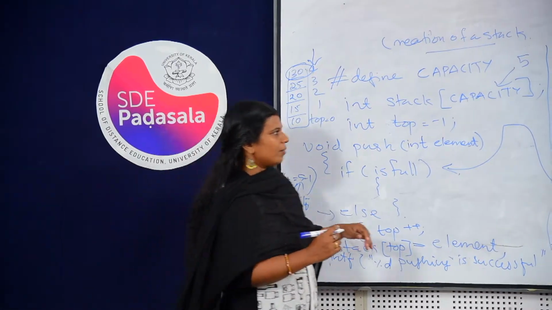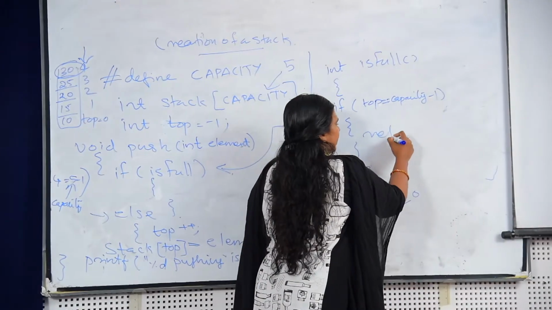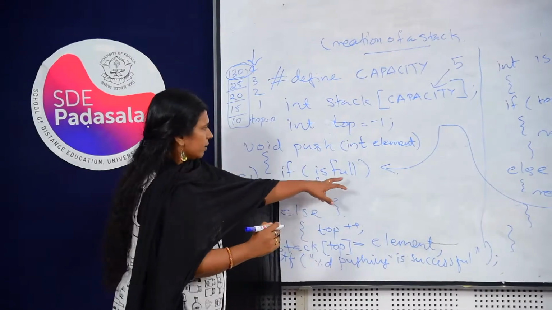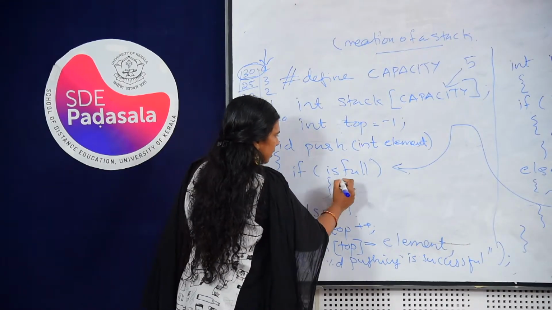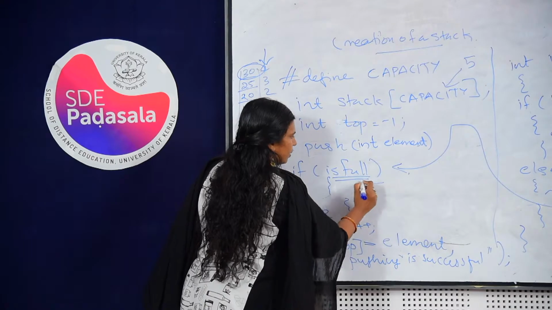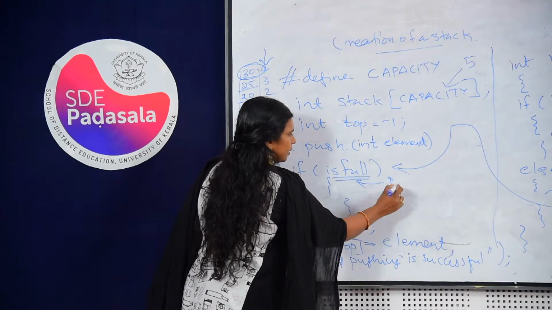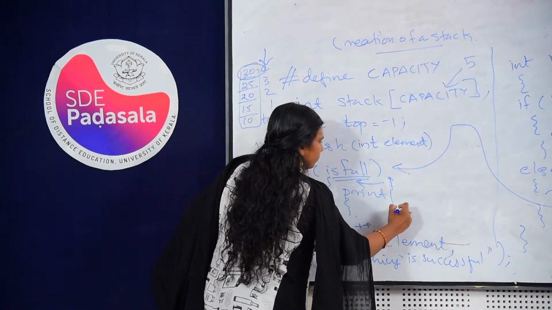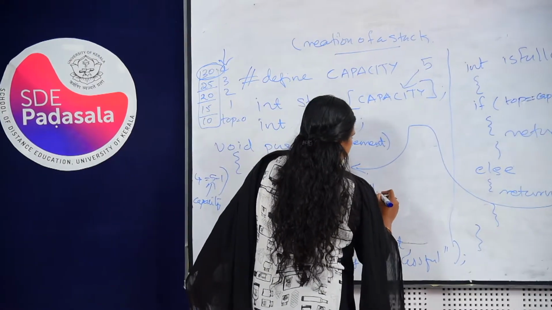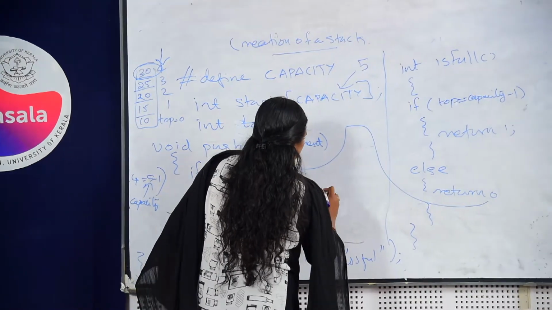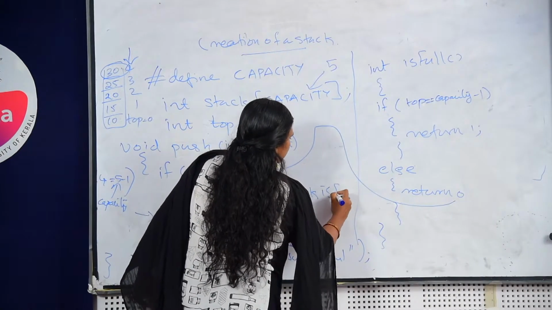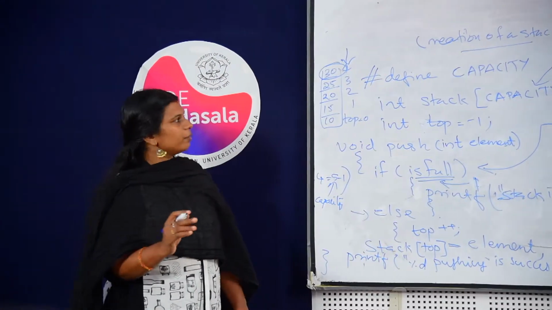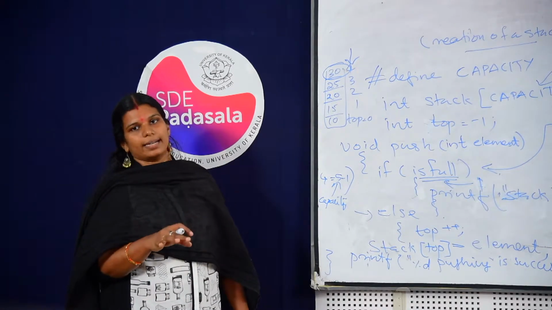At that moment, we have to return what? We have to return a 1. That is, that 1 will come here. That is, this variable will contain a 1 here, and at that moment we have to print that stack is full and we cannot move further. This is the way by which a push operation is done in a stack.